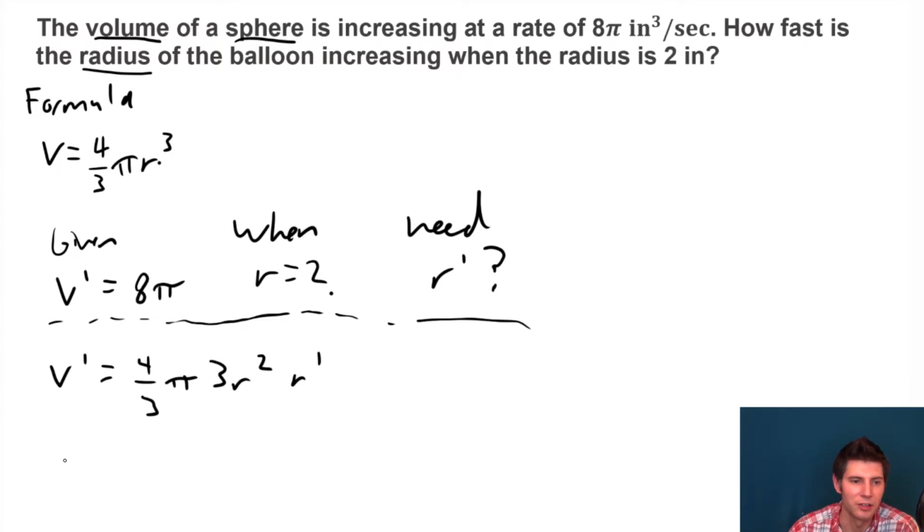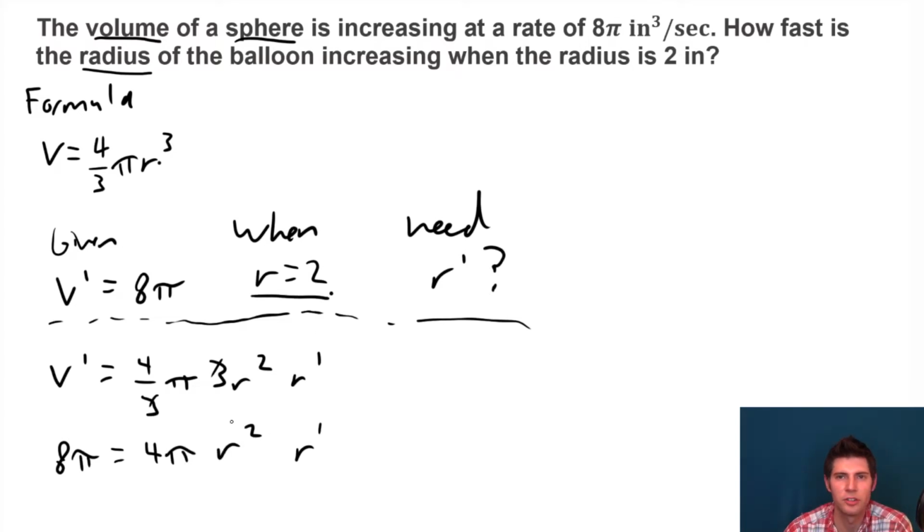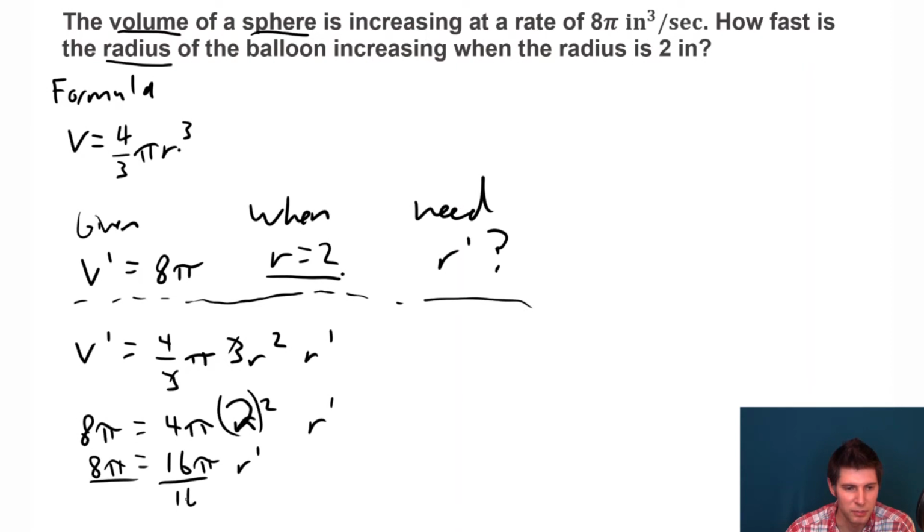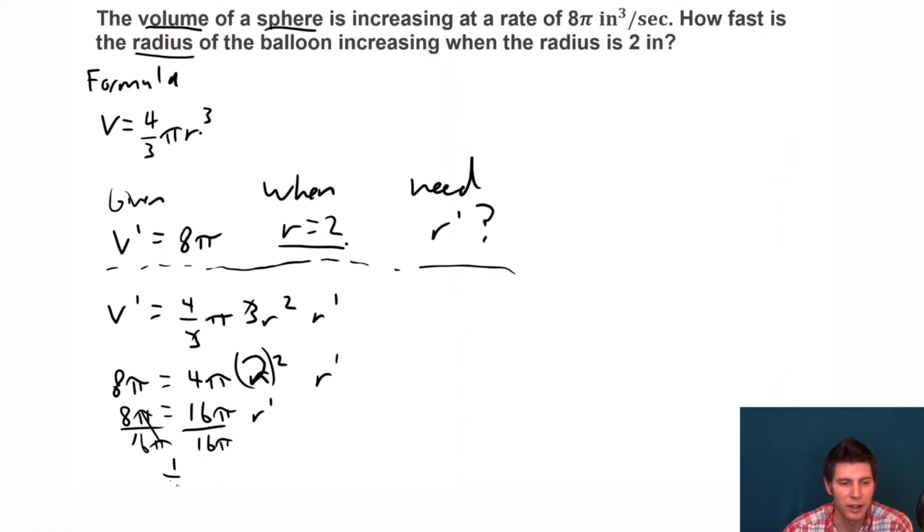Now just plug in the values. 8 pi for V prime. R prime is what we're trying to solve for. The 3 times the 4/3, the 3's are going to cancel, so it's just 4 pi r squared. And they told us r is 2, so we'll plug that in, 2 squared. So now simplify, we get 8 pi equals 2 squared is 4 times 4 is 16 pi r prime. Then divide both sides by this 16 pi. Pi's cancel and we get 1/2.